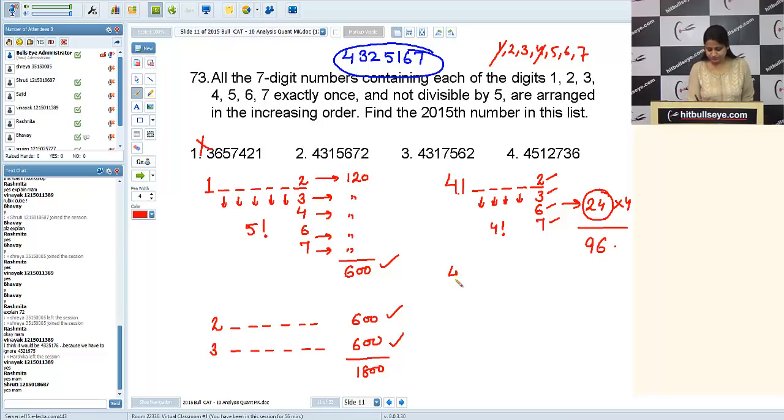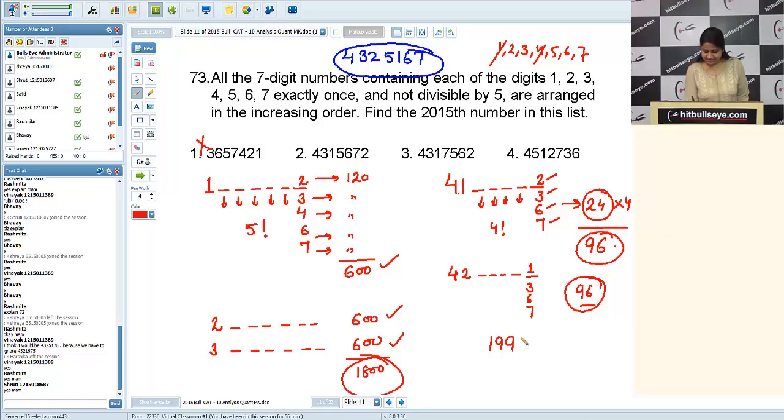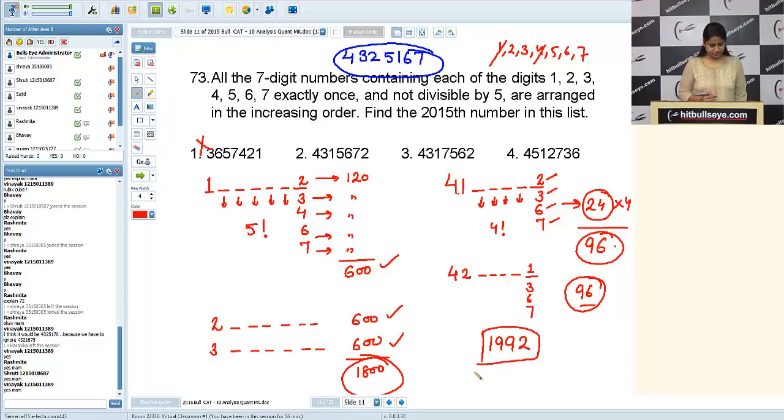Similarly for 42, again 96 numbers are out. So these 1800, 96 and 96, it will be 1992. These many numbers are out and we want to reach the 2015th number. It means still 23 numbers are left. Are you getting me, guys? Okay.